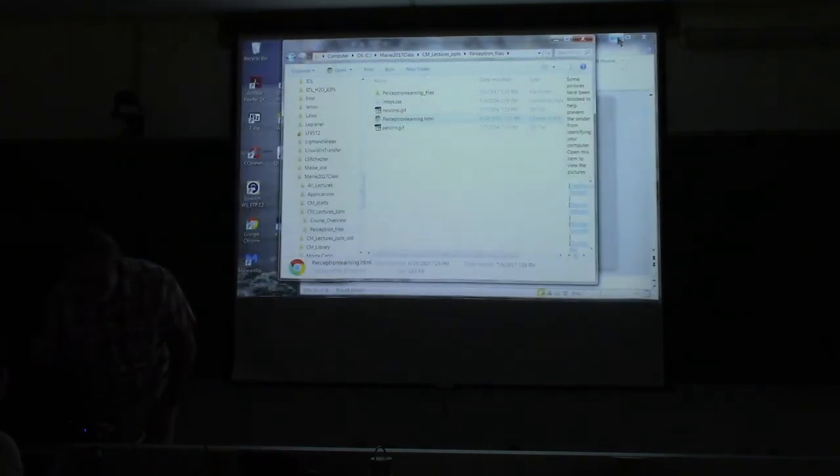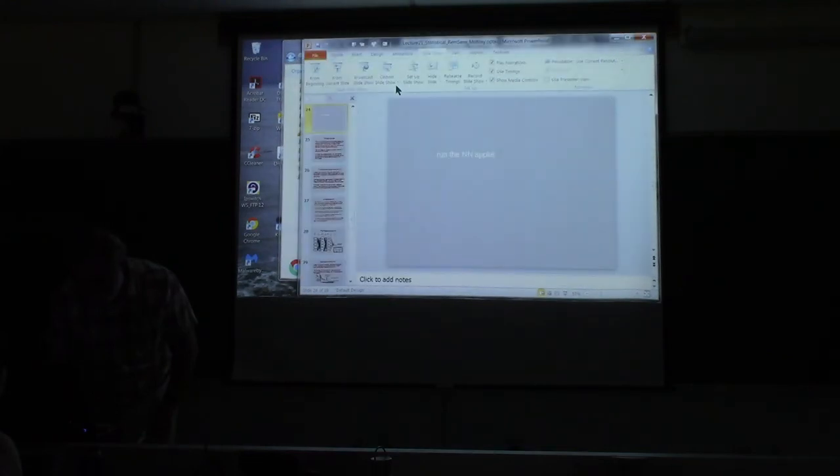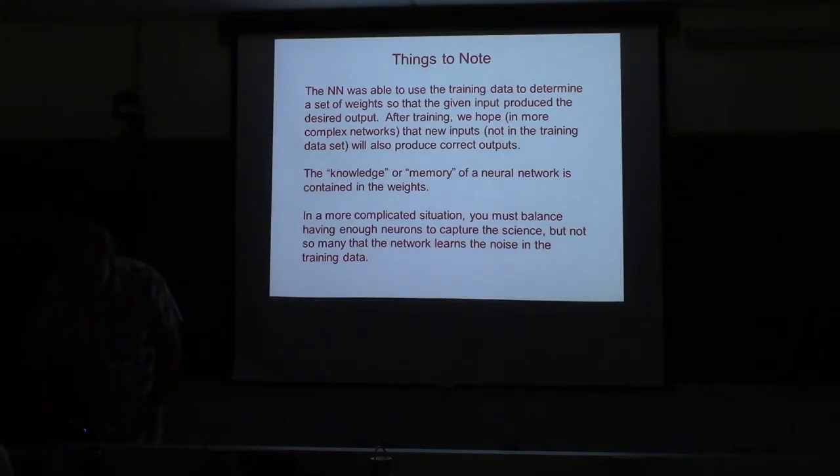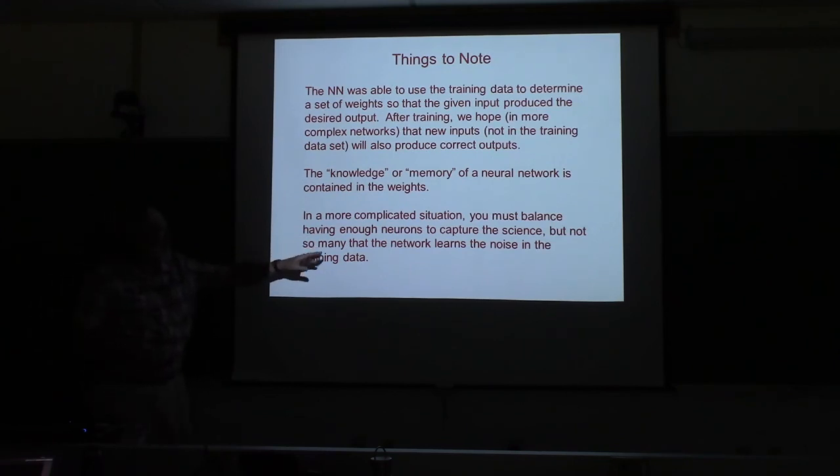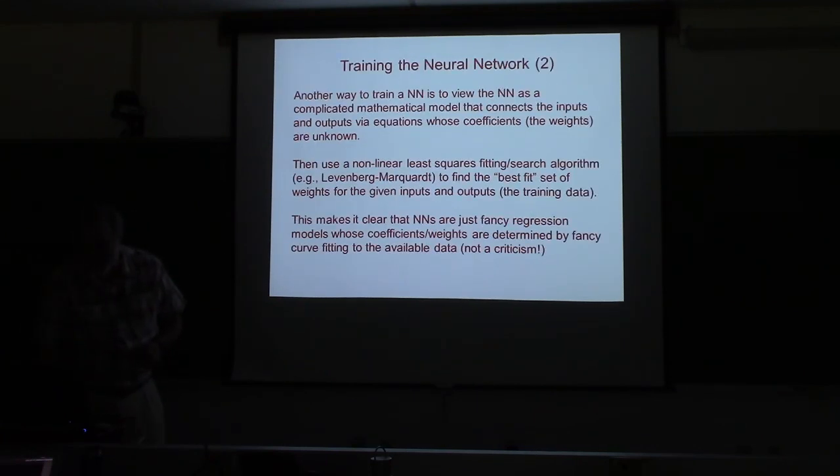Okay, so go back to here. The things to note there were that we used the training data to determine the weights. For a given input, it produced the right output. And then in the real world, we hope that in a more complex network, we'll put in new inputs that are not in the training data set, and we'll still get good outputs. But the real essence here is that the knowledge or the memory of the neural network is contained in the weights. And of course, in a real situation, you have to have enough neurons to capture the science, but you don't want to be looking at noise. So that's what comes next.